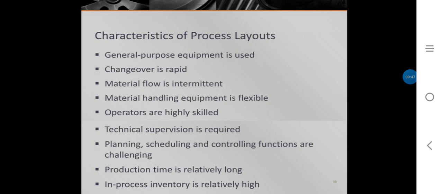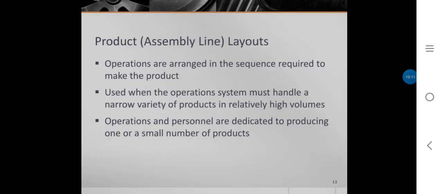It's the same example. Also the planning, scheduling and controlling functions are challenging. Production time is relatively long. Some operations take two to three hours or four to five hours or whatever. It is a relatively long period, and in-process inventory is relatively high. These are the characteristics of the process layout.